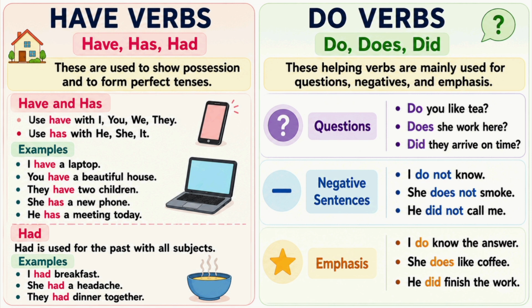Lastly, we have the do verbs, which are do, does, and did. These helping verbs are mainly used for questions, negatives, and emphasis. For questions, we say do you like tea, does she work here, or did they arrive on time? For negative sentences, we say I do not know, she does not smoke, or he did not call me. For emphasis, we can use them to say I do know the answer, she does like coffee, or he did finish the work.